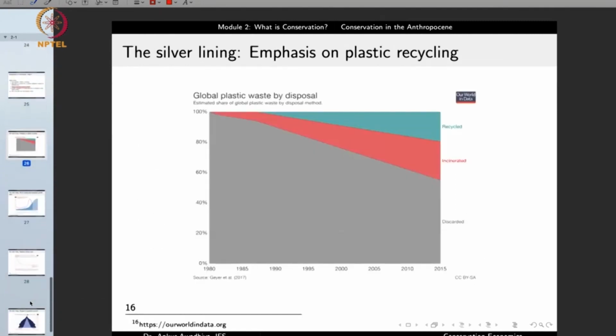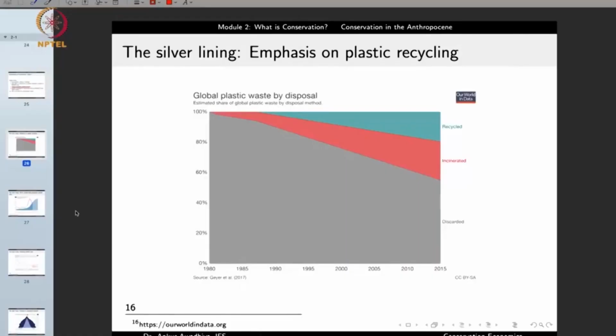Now, not everything is going that badly, because we can also see a number of silver linings. There is a greater and greater emphasis on recycling of resources, recycling of things like plastic. And if we see the percentage of plastic that was recycled in the 1980s, there was hardly any. But today we can see that almost 20% of the plastics is getting recycled. Of course, the amount of production has also gone up.